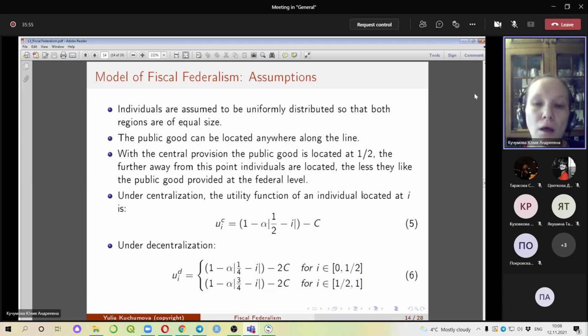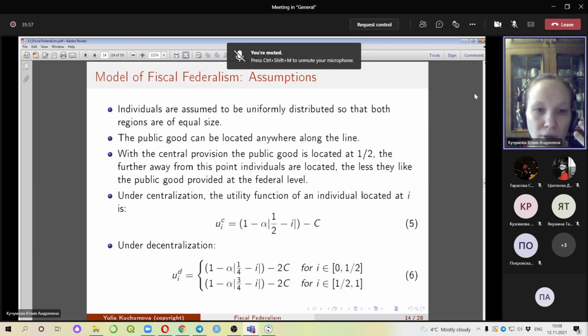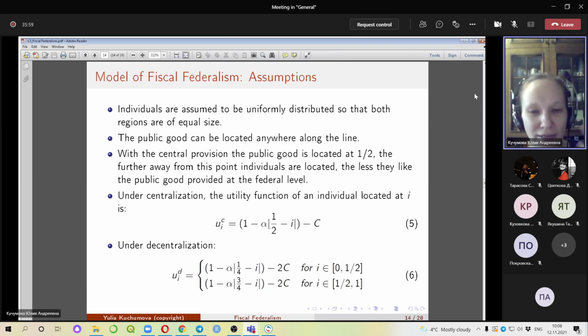Then multiply by some coefficient alpha that represents how strongly you dislike being far away from the public good, and subtract from 1. And the last term in the utility function is minus C. This is the cost of providing the public good, right?